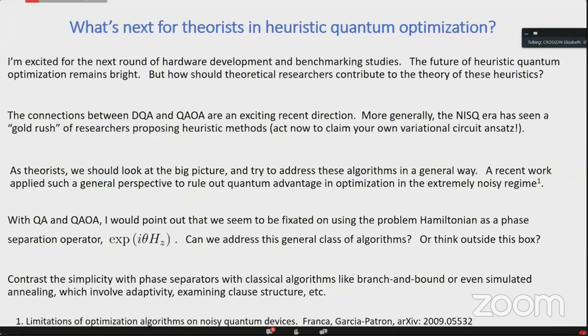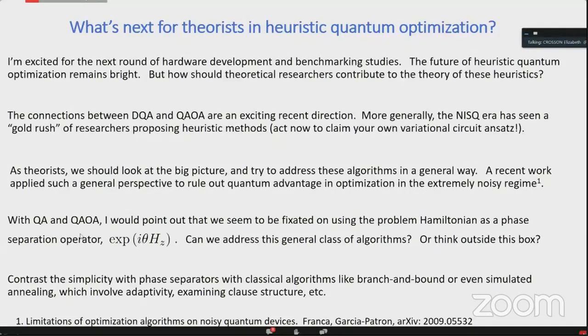But I also want to take a step back and say, what should we think about as theorists in this new field of heuristic quantum optimization? I'm fully excited for the next round of hardware development and benchmarking studies. But as we heard in, say, Eleanor's talk, part of the idea of heuristics is that you just want to build the thing and try them. So how should theoretical researchers contribute to these heuristics?